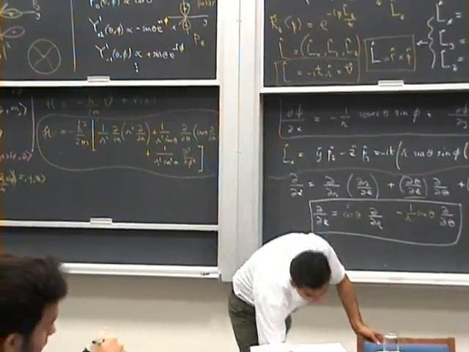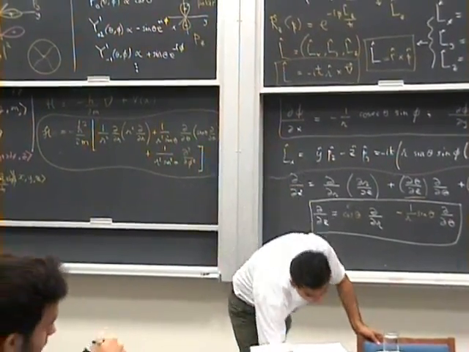This means that my partial by partial z can be written as: partial r over partial z is z over r, partial theta over partial z is minus 1 over r sine theta. This is my partial by partial z. I have worked out the partial by partial z.